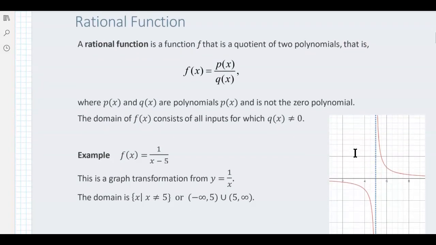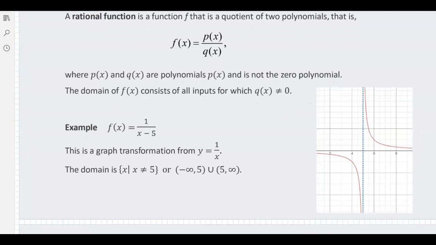So here's a formal definition where p of x would be the name of one polynomial and q of x would be the name of another polynomial. And we have to make sure that the polynomial in the denominator doesn't equal 0. And so when we look at this example here, we can see that 5 is a number that we cannot have in the domain. And then looking at the graph here on the right, we can see that that makes sense based on what the graph looks like.